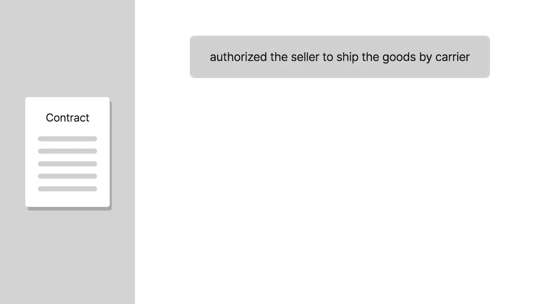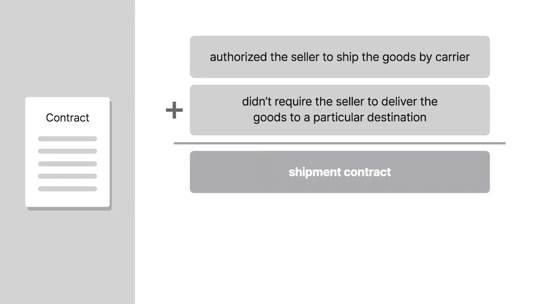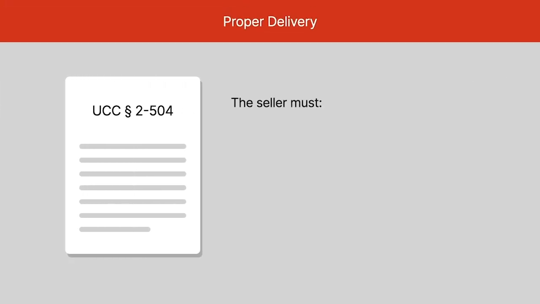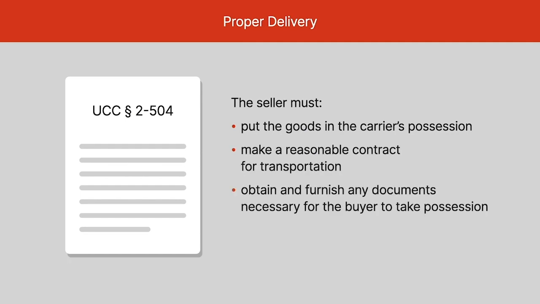Here, the contract authorized the seller to ship the goods by carrier, but didn't require the seller to deliver the goods to a particular destination. This is a shipment contract, wherein the risk of loss passes to the buyer when the goods are properly delivered to the carrier. To be properly delivered, the seller must put the goods in the carrier's possession, make a reasonable contract for the goods' transportation, obtain and furnish any documents necessary for the buyer to take possession of the goods, and promptly notify the buyer of the shipment.